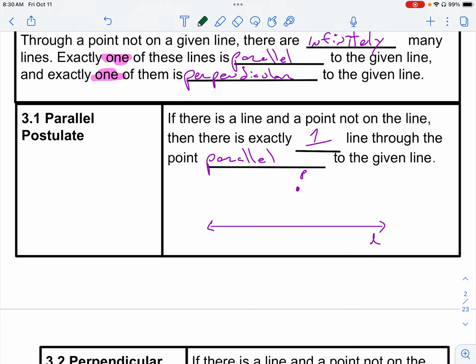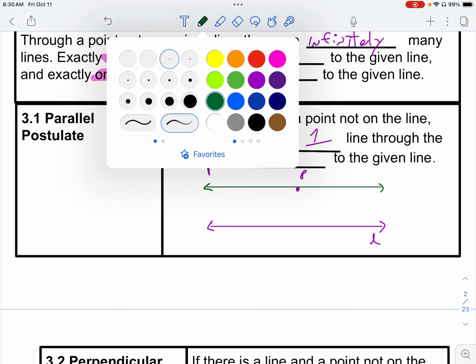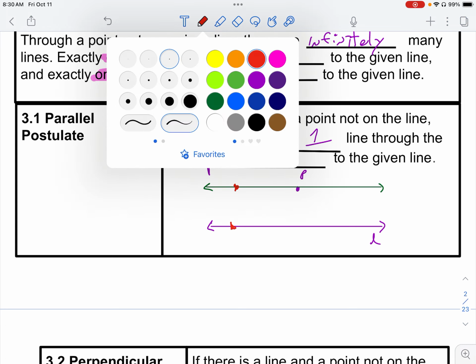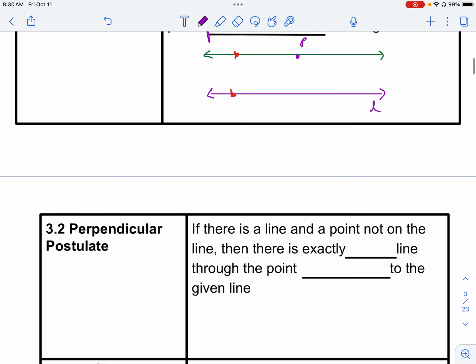So we are going to have through point P exactly one line that's going to be parallel to line L. One line and only one line. And that's our parallel postulate.